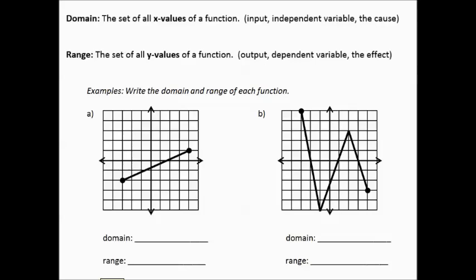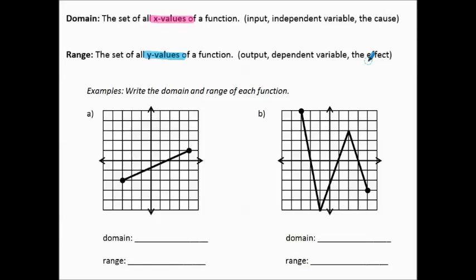Let's refresh what a domain is. The domain is the set of all of our x values of a function. We also call this the input, independent variable, and the cause. The range is the set of all y values of a function, also called the output, dependent variable, or the effect. When we look at domain and range on the graph, we look at the set of all x and y values that are contained in our graph.